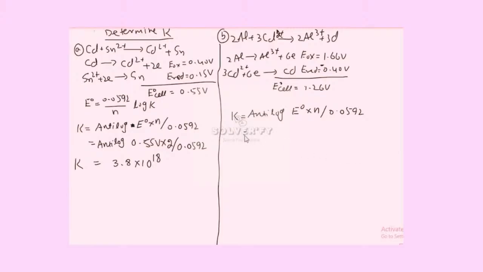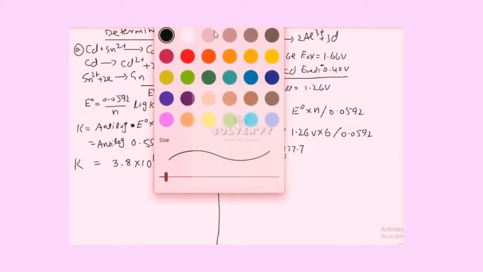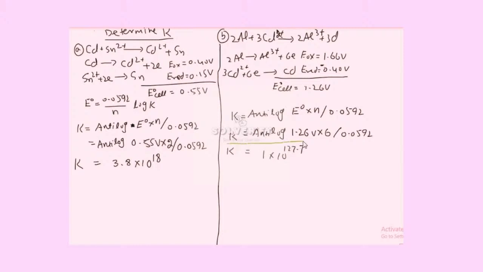Over here putting the values, antilog of E naught is 1.26 volt, multiplied by n, the number of electrons, which is 6, divided by 0.0592. Calculating the values and then taking the antilog, we get the value equal to 1 into 10 raised to the power 127.7. This is the required value of K for both parts of the question.